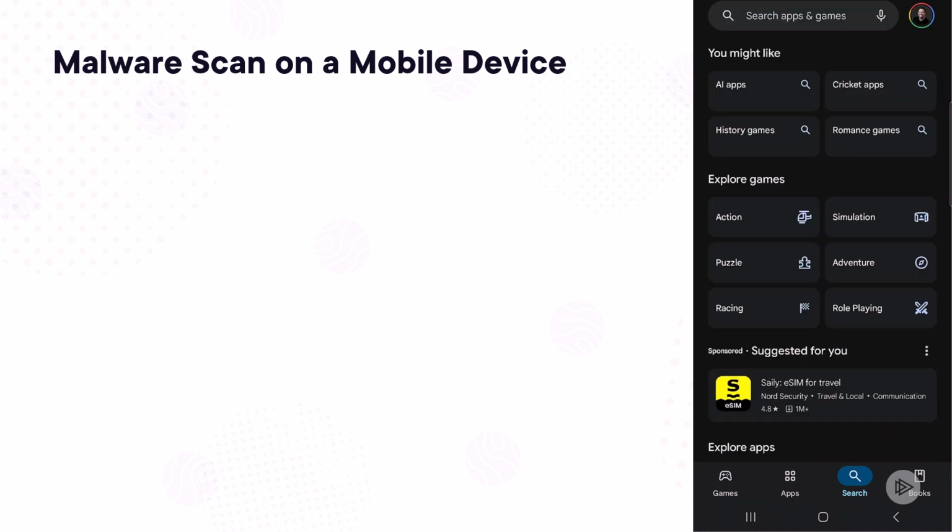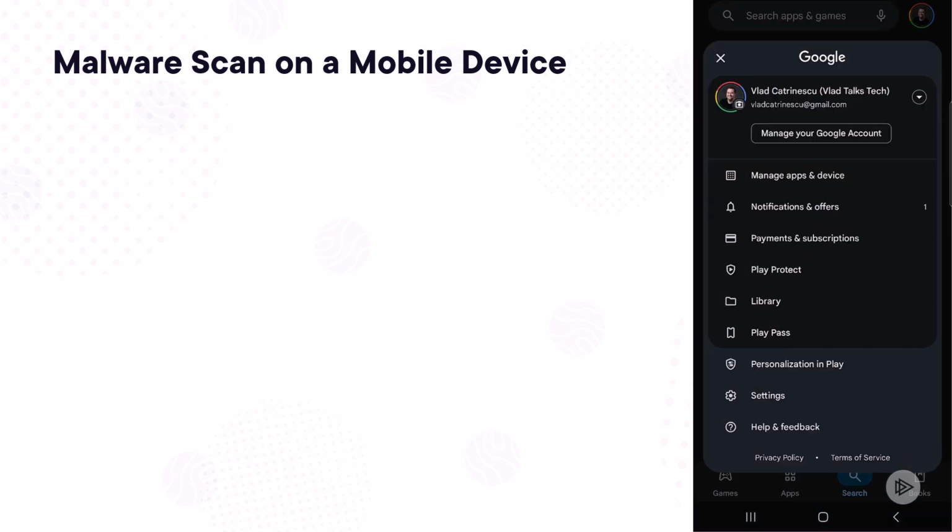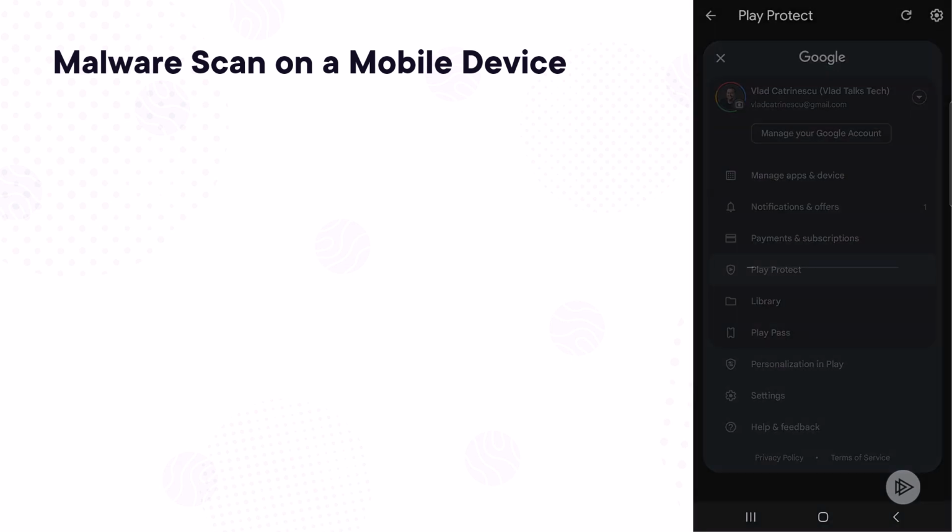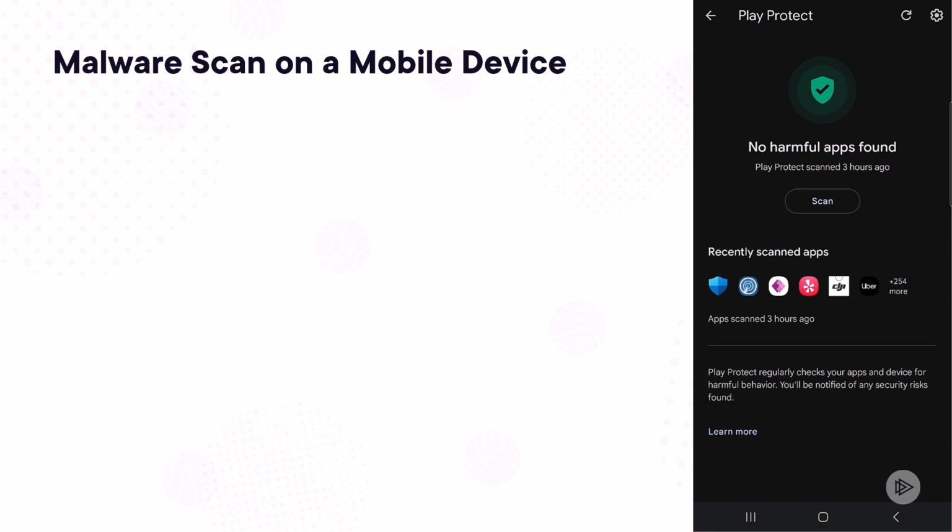On my Android device here, I can just go to the Google account, and then I have Play Protect, which comes with every Android device, and it will be able to scan all apps. And something that is cool, if you look here at recently scanned apps, you even see the app that we installed from an APK file. So it doesn't only scan apps that you installed from the Play Store, it will scan all the apps on your device.